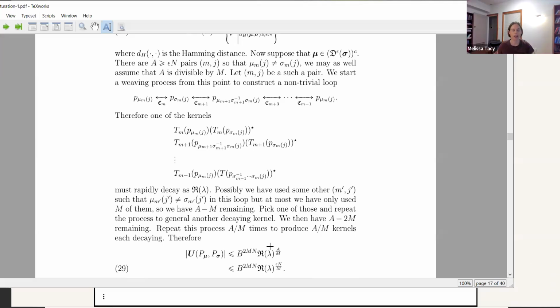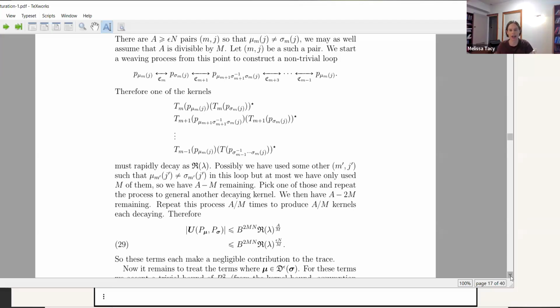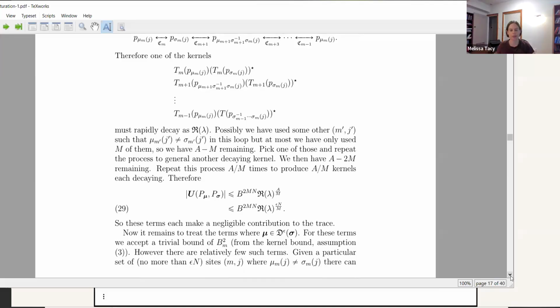So what you're saying here is that one of these numbers is decaying rapidly. I don't know which one, but one of them. So I just go through and I make multiple loops. And the fact that I have plenty of sites at which sigma and tau differ allows me to make lots of non-trivial loops. And in the end, I obtain enough decay to be able to ignore those terms. So that's this little part here.